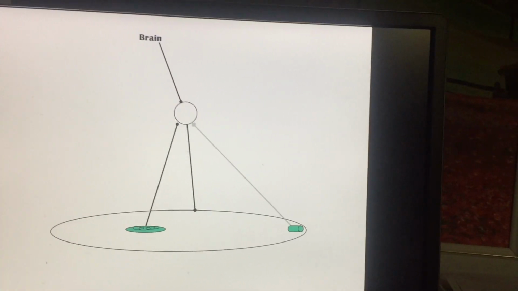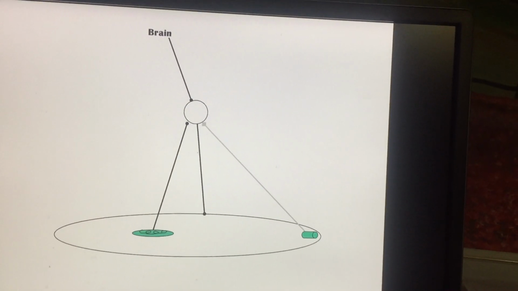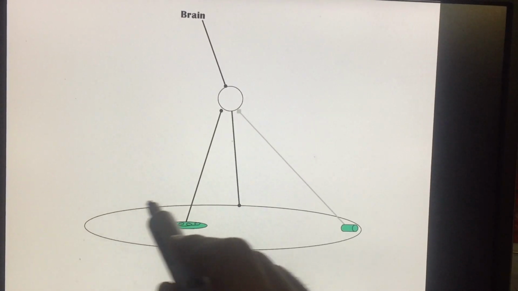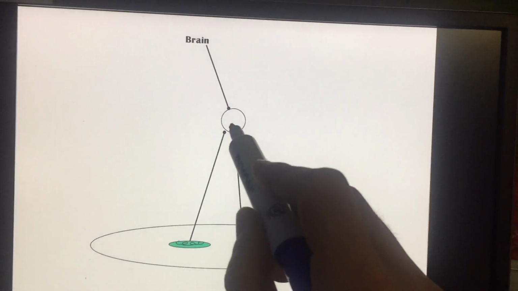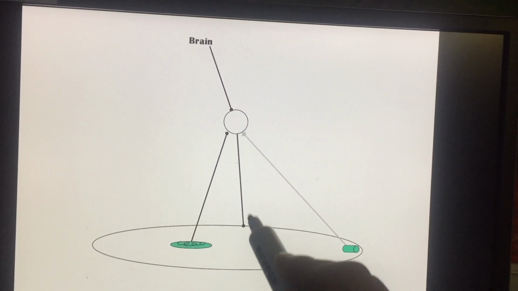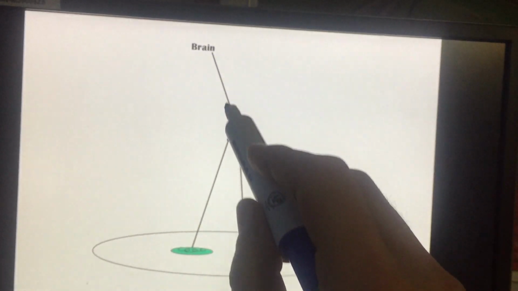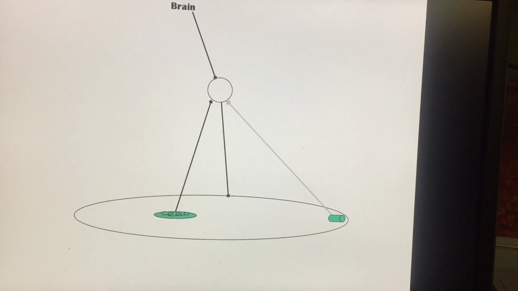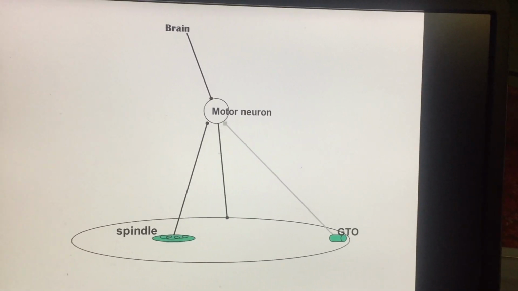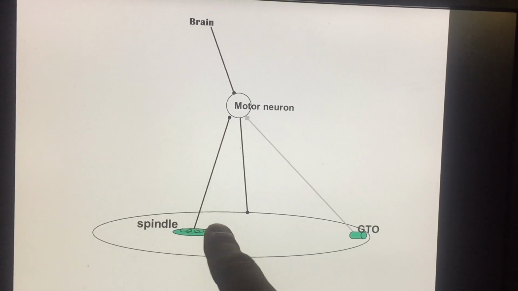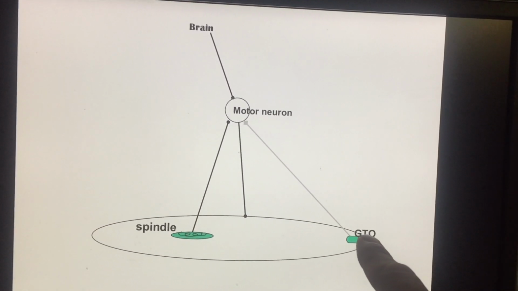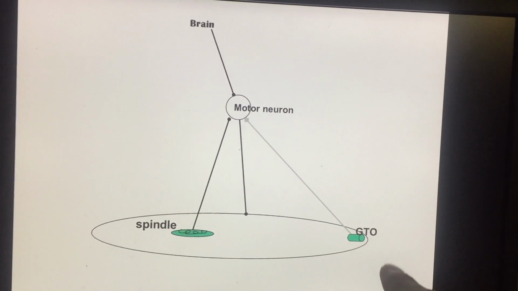So this diagram shows you how these receptors are positioned in the muscle. Down here, I've got a muscle fiber. Here I've got the motor neuron that is innervated to the muscle fiber, and then you've got activity that's coming down from the brain. So there's your motor neuron. The muscle spindle is located in the belly of the muscle. The Golgi tendon organ is located towards the tendon junction of the muscle.